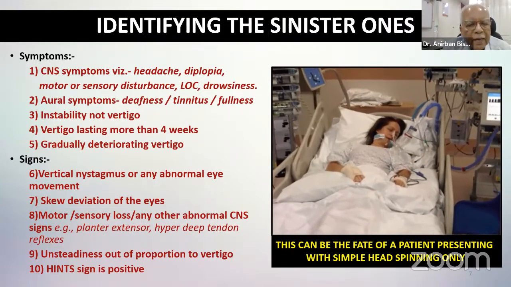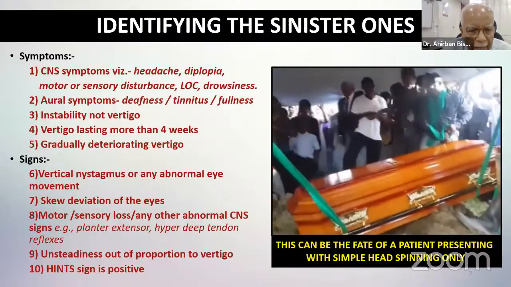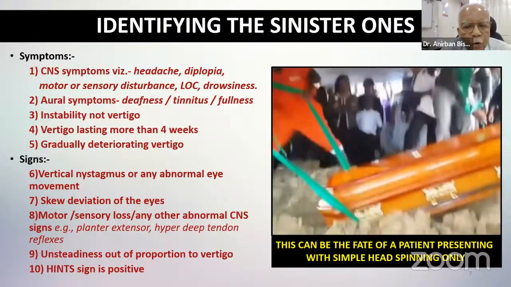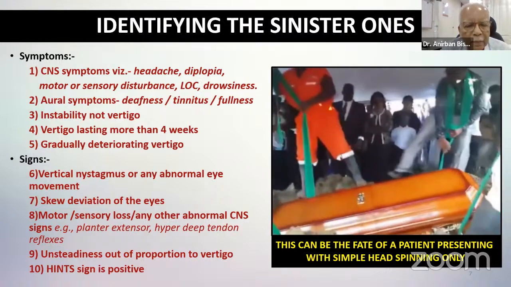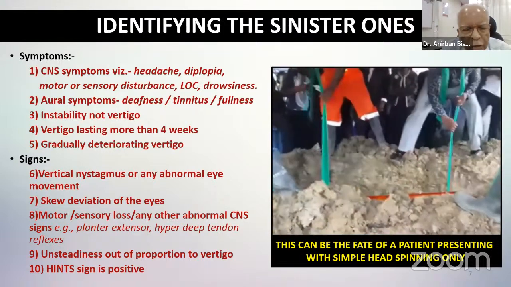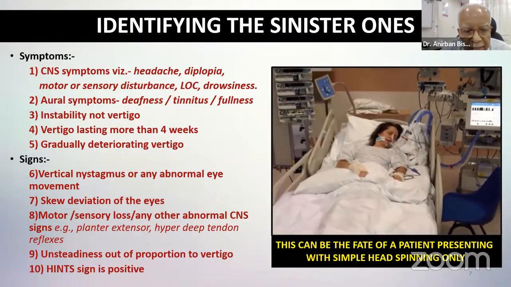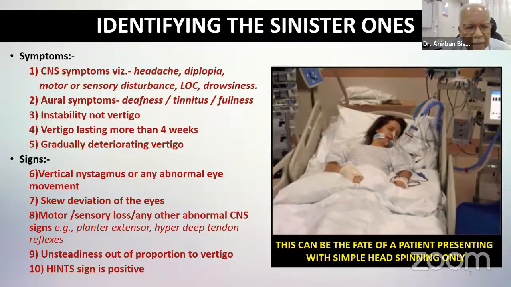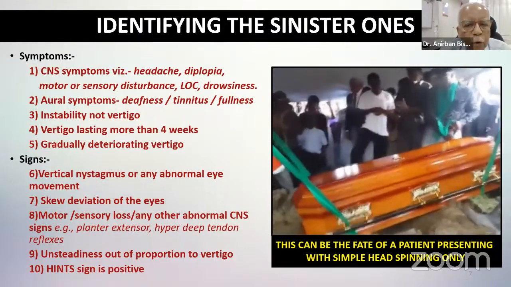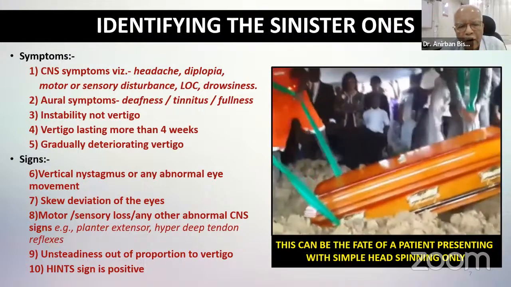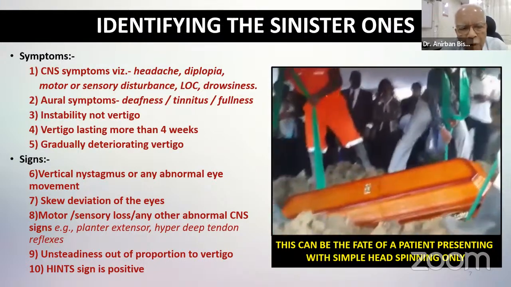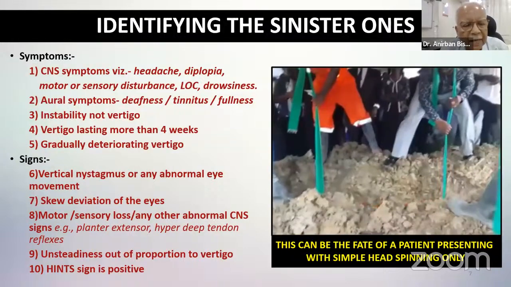One is a vertical nystagmus or any abnormal eye movement, which is not plain horizontal nystagmus. Horizontal nystagmus is not dangerous, but any vertical nystagmus is always dangerous. Skew deviation of the eyes: if you look at the patient's eyes and you find that one eye is at a higher level than the other, it is called a skew deviation. So that is again dangerous.